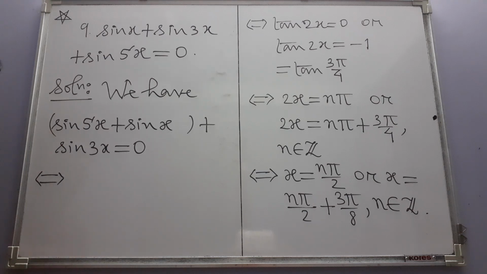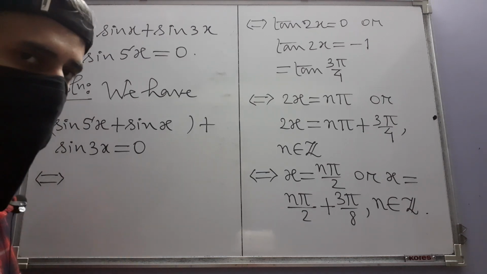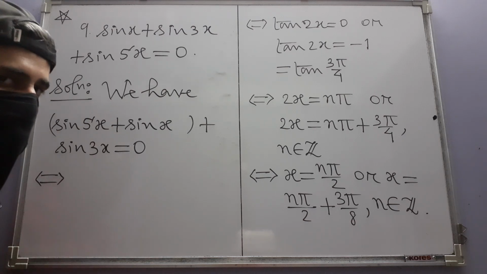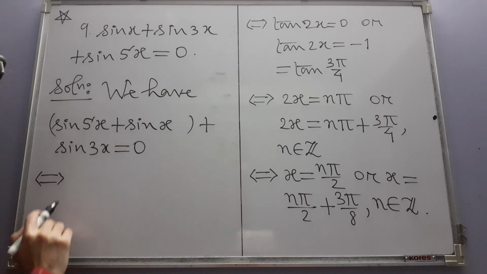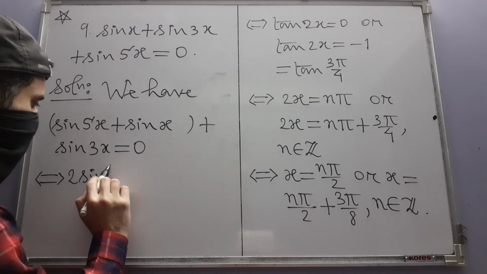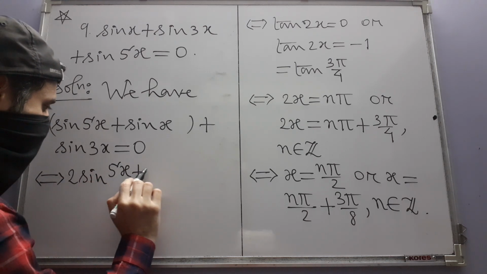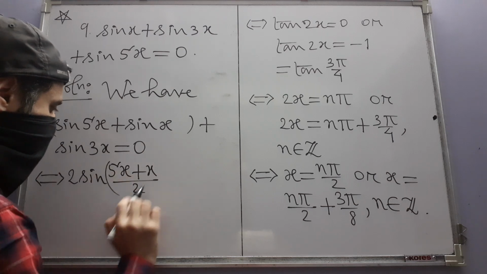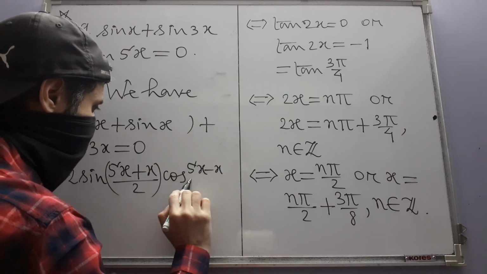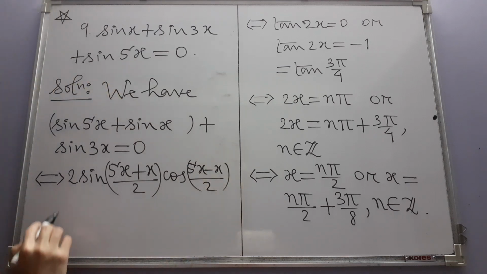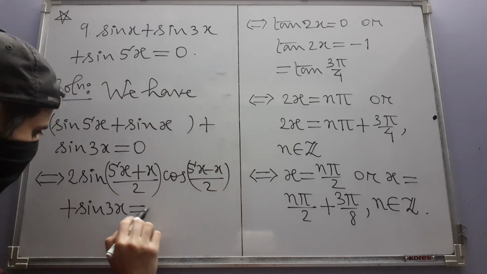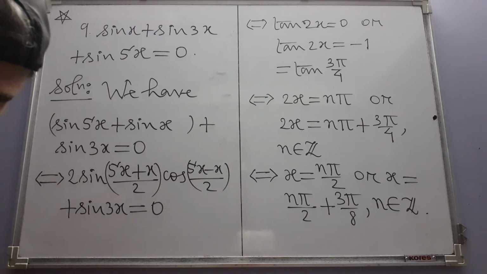For sin a plus sin b, both sin and cos terms are there. Because there is plus, sin gets preference, it comes first. That's one way of remembering these formulas. So we get 2 sin of 5x plus x divided by 2 times cos of 5x minus x divided by 2, plus sin 3x equals 0.